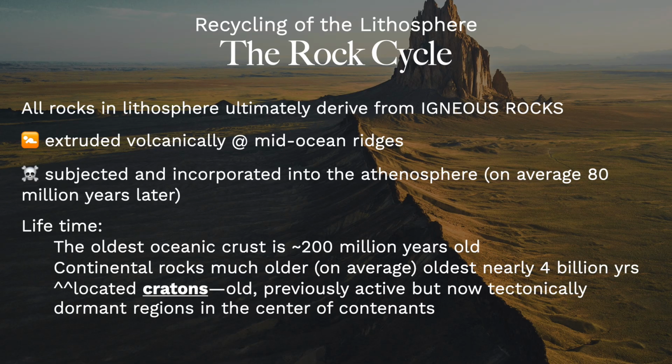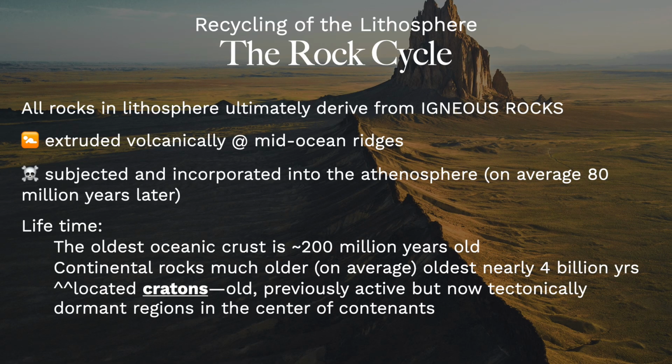Okay, so now that we have our three major rock types, we can talk about the rock cycle, which is the recycling of the lithosphere. So how are rocks created? How are they destroyed? What happens in between? All rocks that are in our lithosphere, which, remember, includes our crust and just that uppermost part of the mantle, ultimately derive from igneous rocks. So a rock is born and it is an igneous rock because it came from magma.